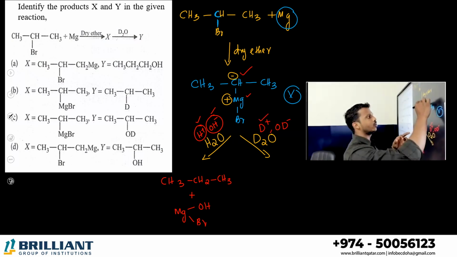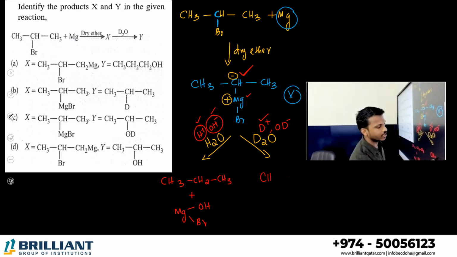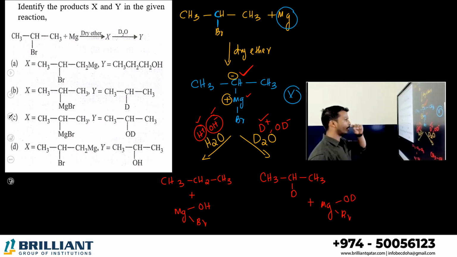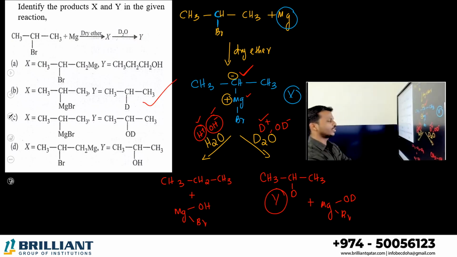D plus you add to the negative carbon, so you will get CH3CHDCH3. What is the byproduct? MgBr, to which OD will attack. That's it. So what is the product? This is your compound Y. Let's identify the first compound, CH3CH(MgBr)CH3, and then CH3CHDCH3. Correct? Option B, right? Option B. Simple. First make the Grignard reagent. Grignard reagent contains magnesium bromide part positive, so the carbon part is negative. So just interchange the anion and the cation. That's it. Option B is the correct answer.